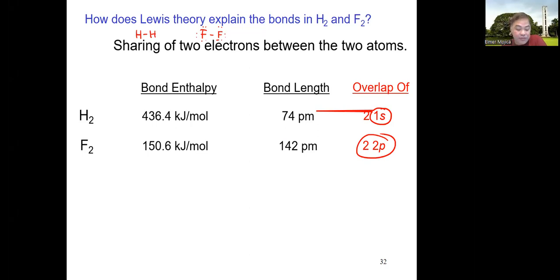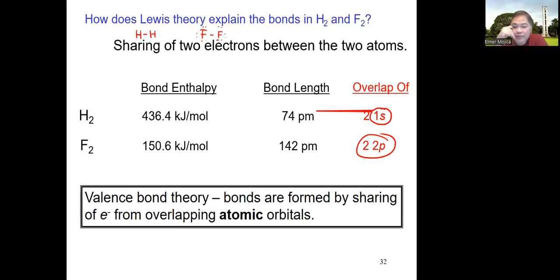So for a more complete explanation, we look to the so-called quantum mechanics, and out of these, there are two theories that they developed that look at the electronic structure of the molecules, and one of them is VBT, where in VBT, the bonds are formed by sharing of the electrons from overlapping atomic orbitals. So in H2 it is the 1s overlapping, and in F2 it is the 2p overlapping. If you're going to read the handout that you have, valence bond theory is a quantum mechanical model used to describe the electronic structure of the covalent bond. It basically answers the question, how does a covalent bond form from the sharing of electrons?